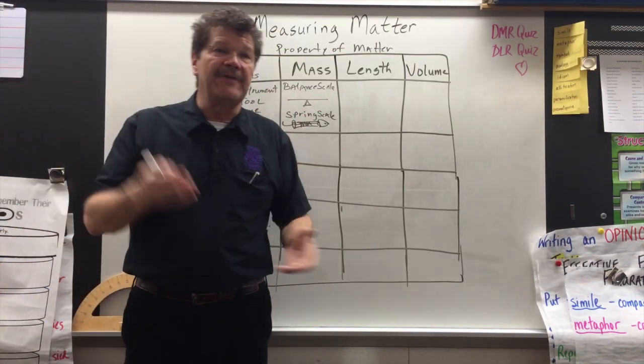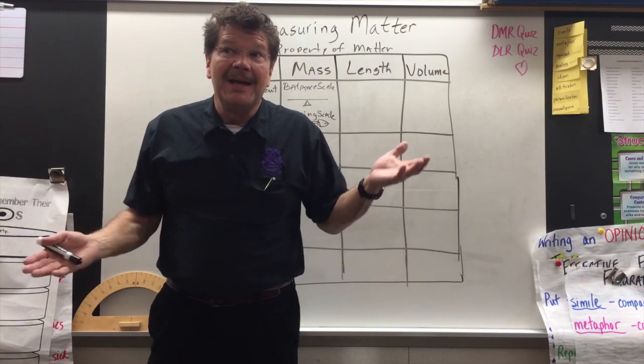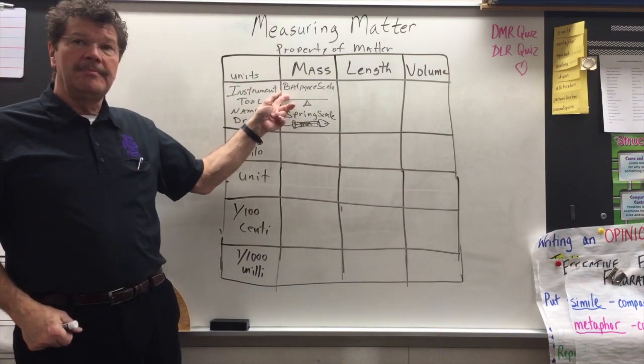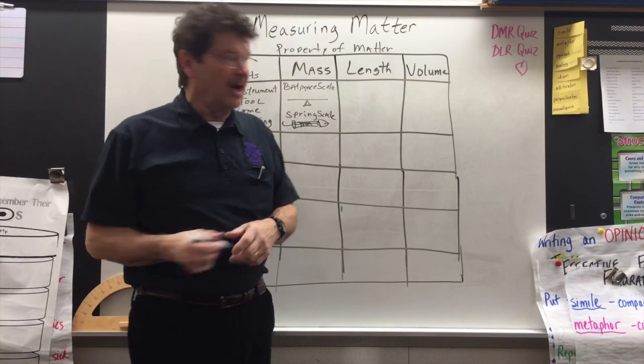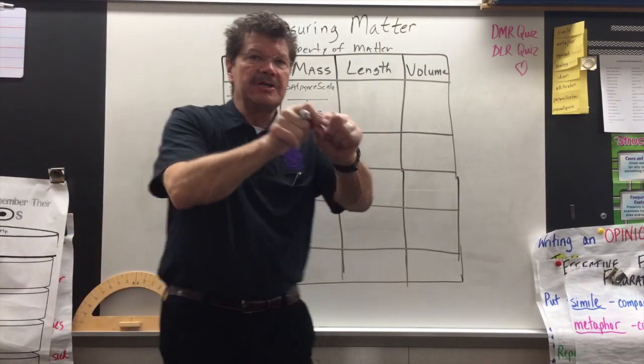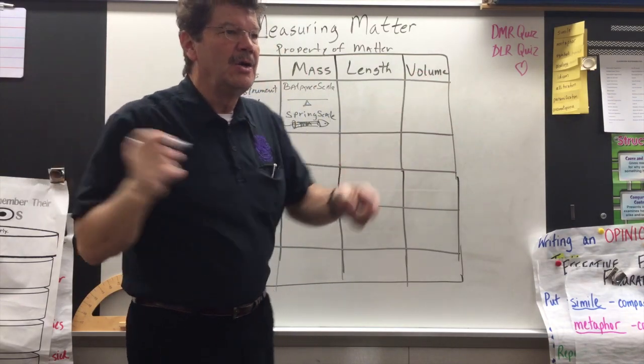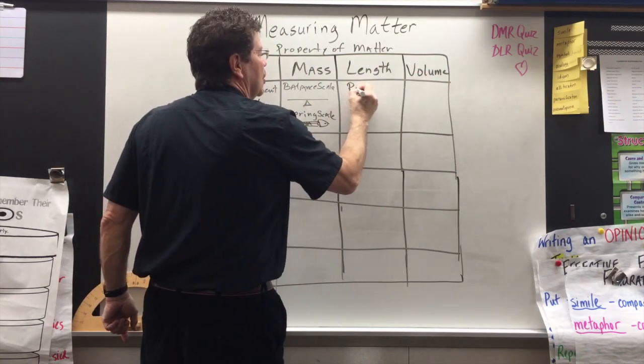Class, I'm gonna ask that again. If I go to this, this is? Mass. And what instrument? A scale. Balance scale, all right? Let's look at length. What do I use to measure length? A ruler.